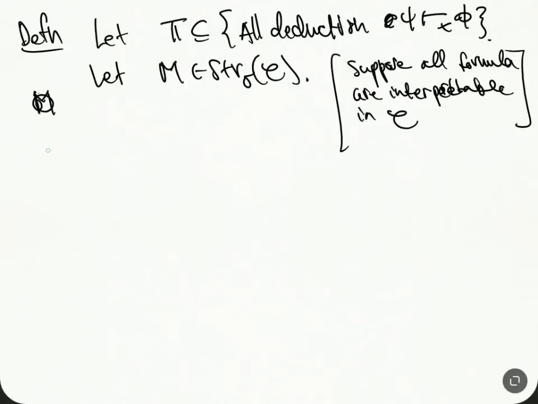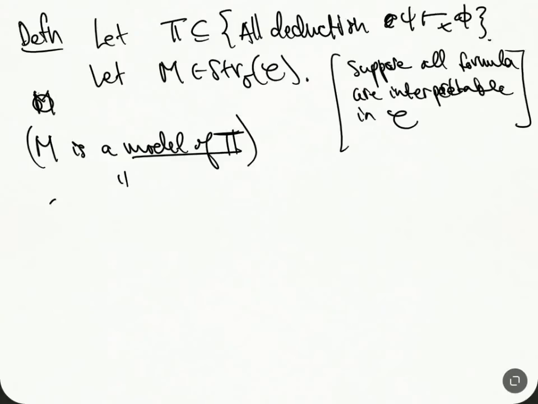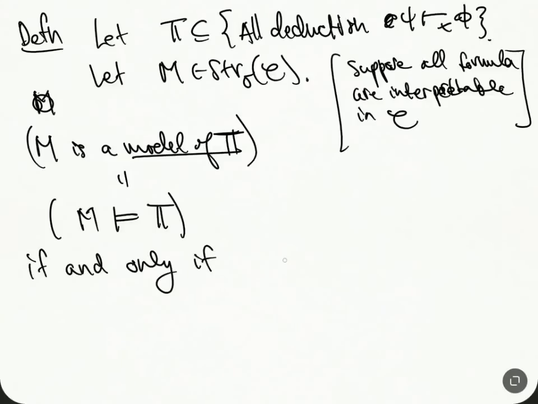So we have this theory, we have our structure, we said that our formulas are interpretable, and now we can make the definition that M is a model of T. This is the same thing as writing this symbol, if and only if M proves some formula P, one of these deductions, for all P in T. So this is what it means to be a model.